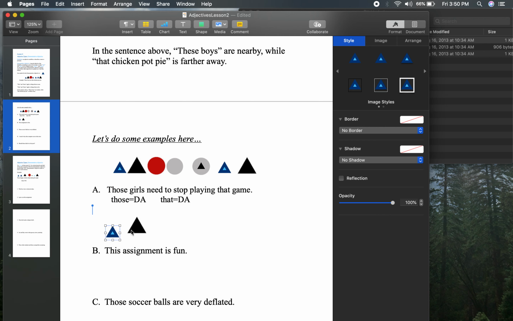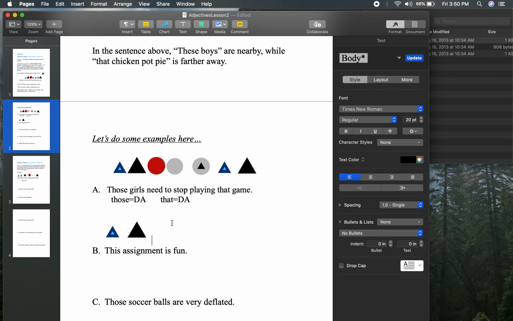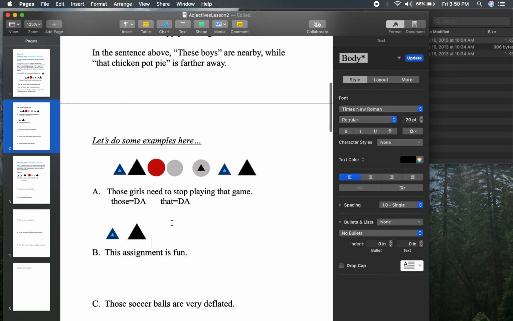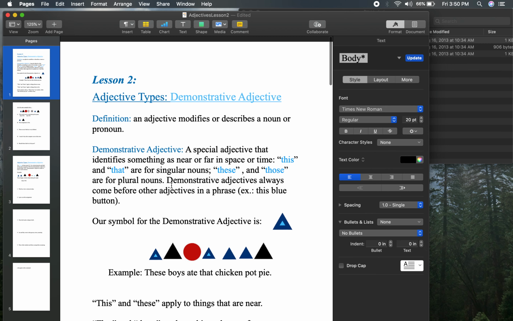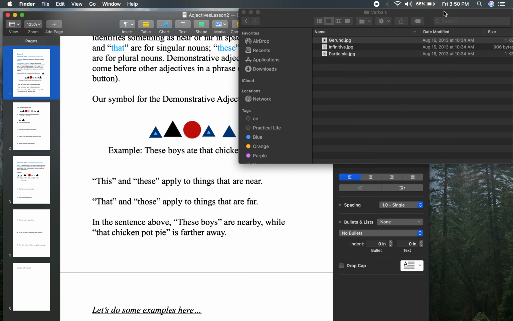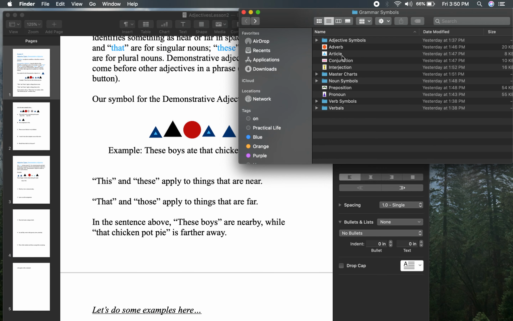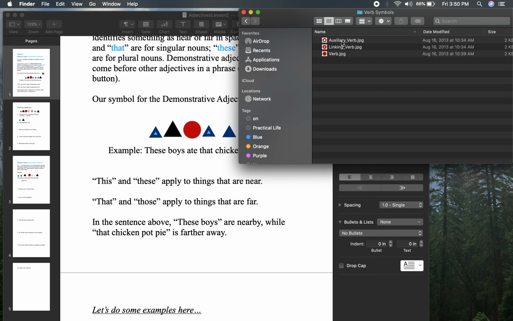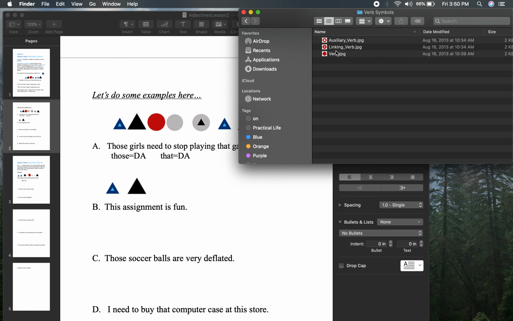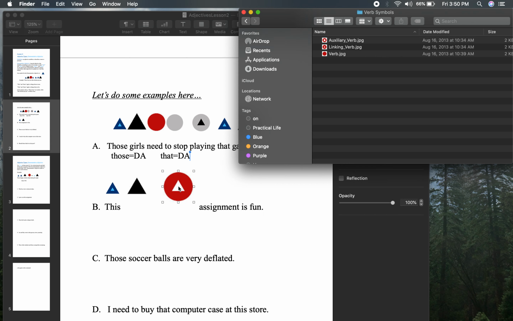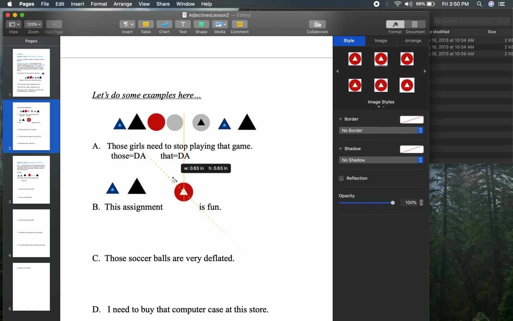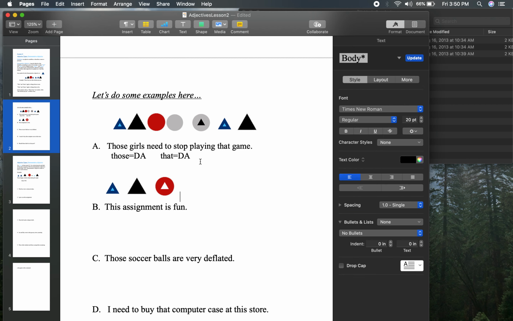See if I get even closer. There we go. We learned from the last presentation, though, that "is" is a linking verb. Do we have any linking verbs here? Nope. So I go up to my trusty symbols, go to my verb symbols, find my linking verb, pop my linking verb on there, size it down properly. "Is" is a linking verb. There you go.